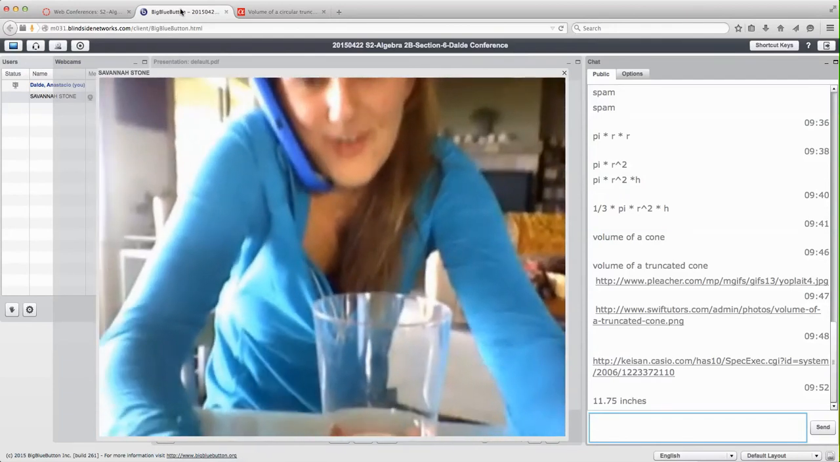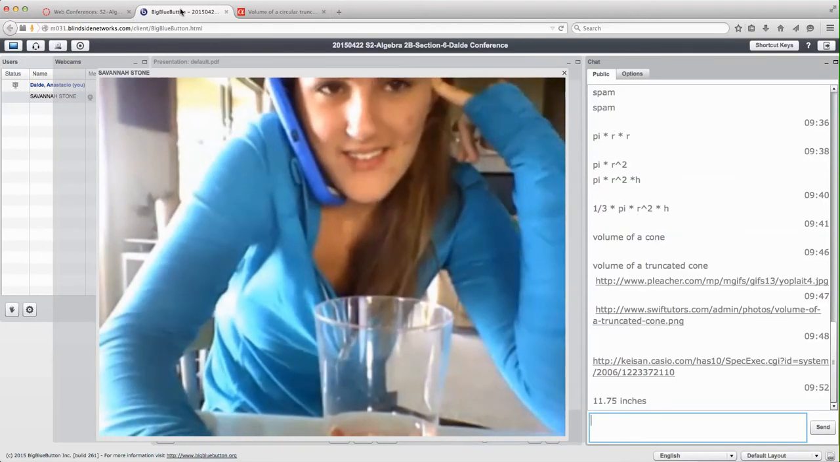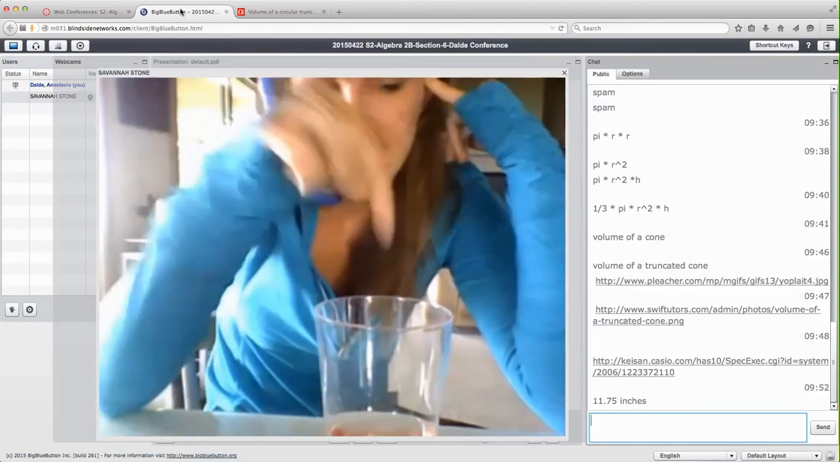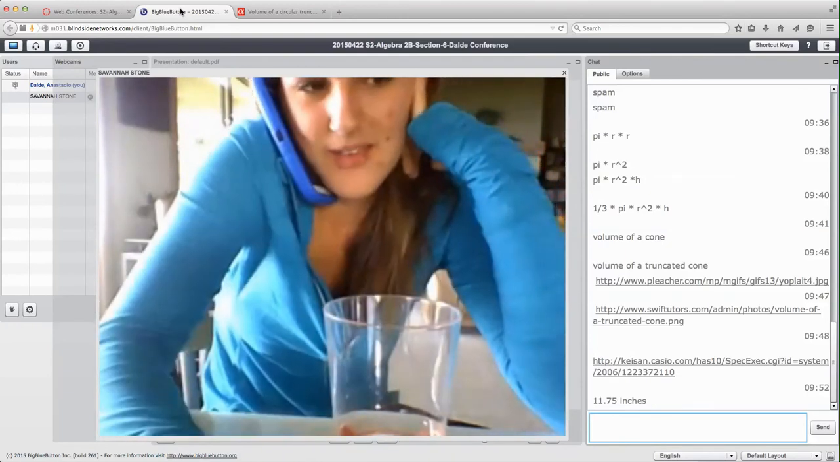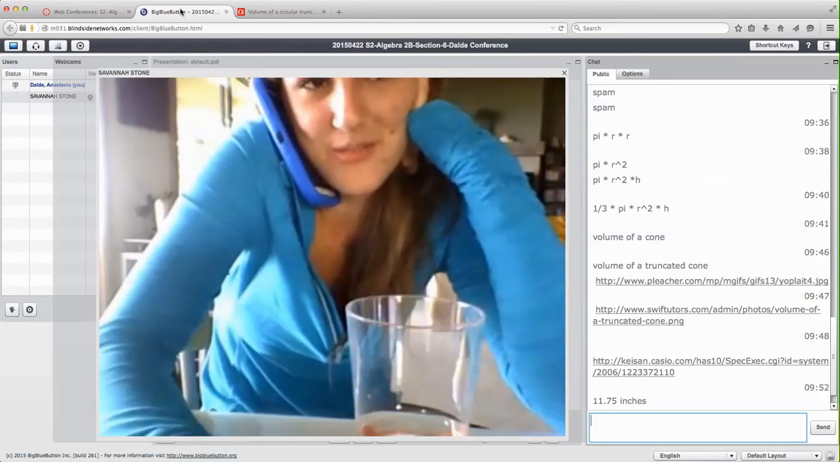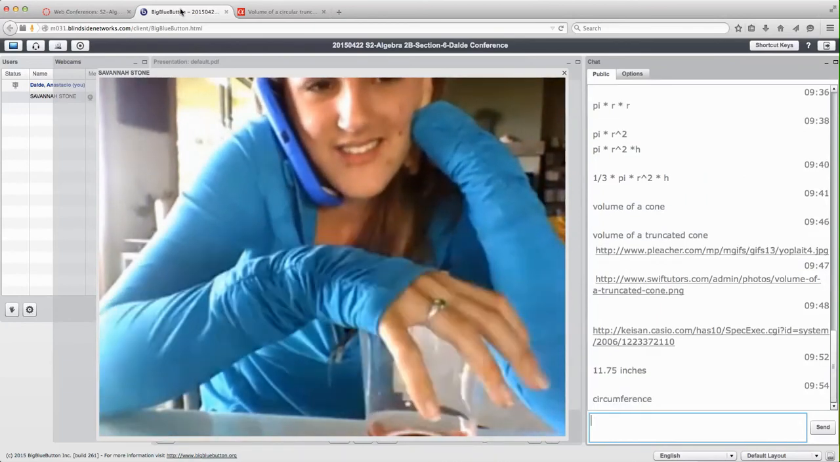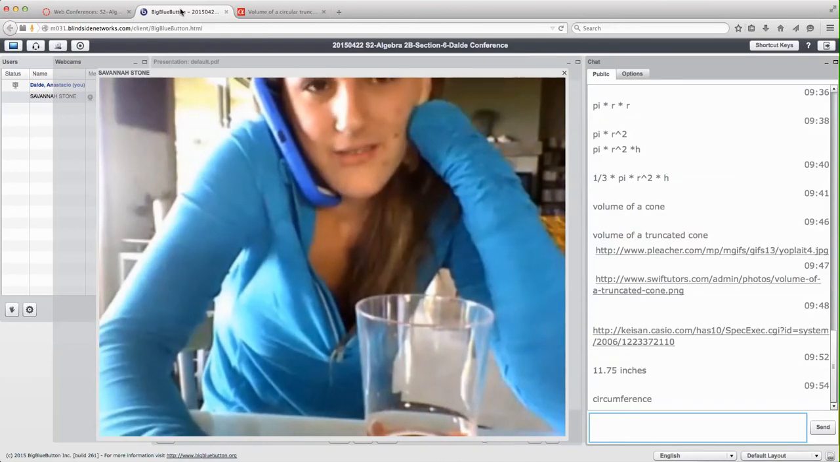Right. All right. So 11.75 inches. What is that a measurement of? The diameter of the circle. The top of the cup. No, it's not the diameter. It's the circumference. I can't remember, there's too many words. No, you're right. It's called the circumference. If you did measure the diameter, then you would halve that. But that's not what we're measuring.